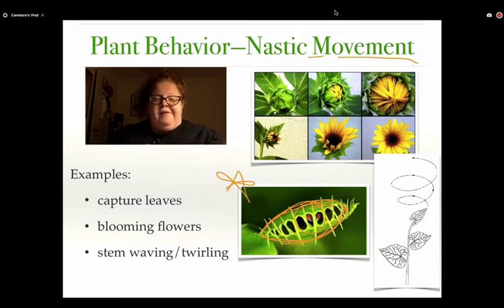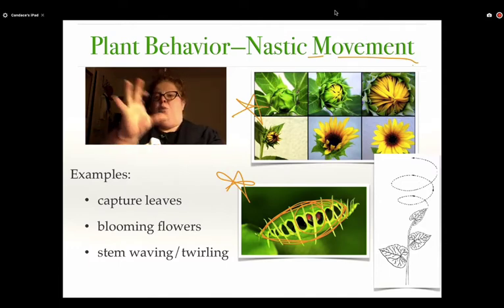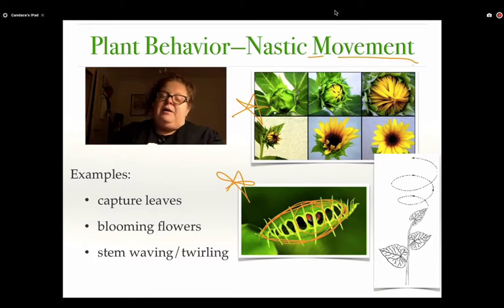Another example of nastic movement is flowering. So flowering follows the same process pretty much all the time. It's going to open up from a bud to a flower. And that movement is not associated with a direction. We're going to talk about chemical signals later. It's a chemical signal from within the plant that's telling it to open, but there's not anything associated with the directionality of that stimulus and this behavior.